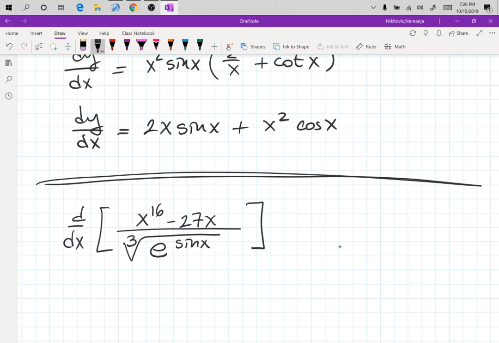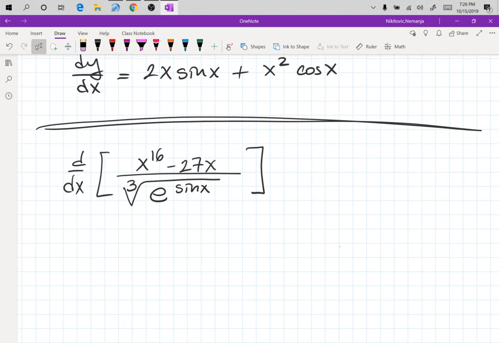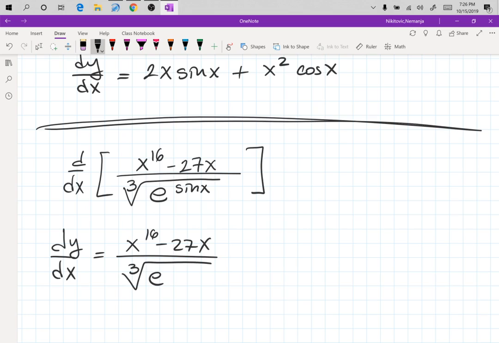All right, that's all good. We'll take care of this. So where do we start? First off, I only have two terms here, right? So it's going to be the top minus the bottom when I start working. So the derivative dy dx is, copy the entire function as is. So that's going to be x to the 16 minus 27x divided by the cube root of e to the sine x. And now we just need to plug stuff in the parenthesis over here, and we are done.